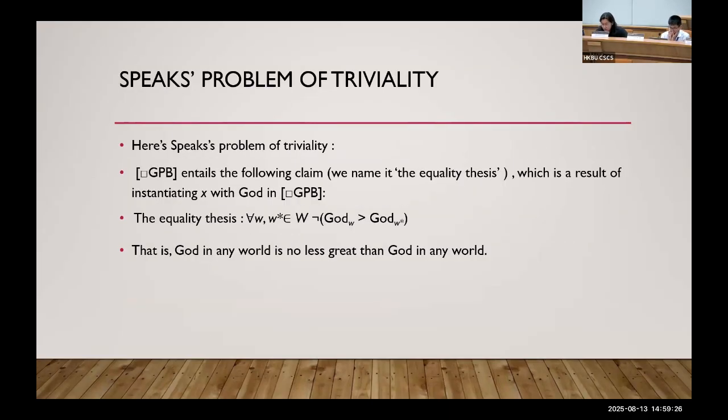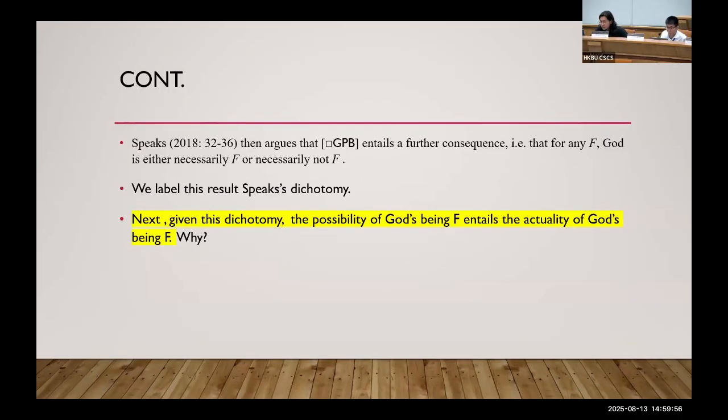From this necessitation thesis, Speaks claims to derive what we call the equality thesis, which is a result of instantiating x with God in box GPB. We put it as the slide shows. That is, God in any world is no less great than God in any world. And then Speaks argues that the equality thesis leads to a further consequence, that is, for any F, God is either necessarily F or necessarily not F. We call this result Speaks' dichotomy.